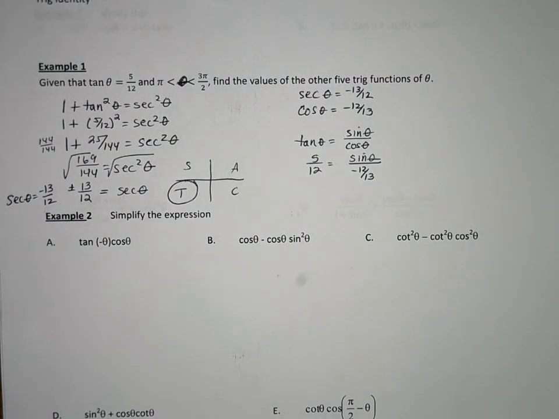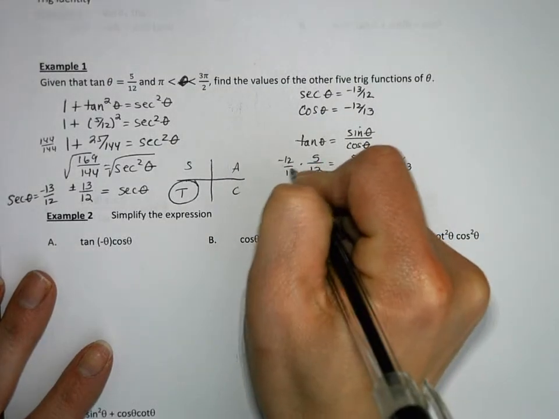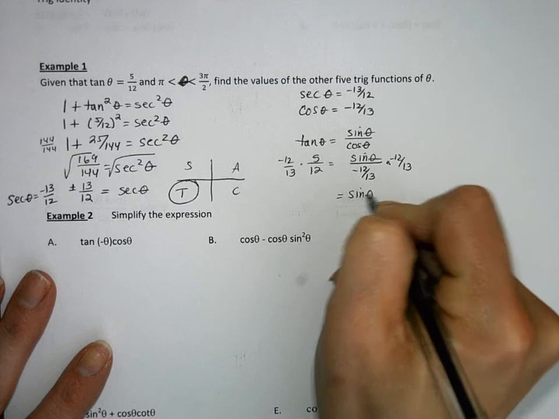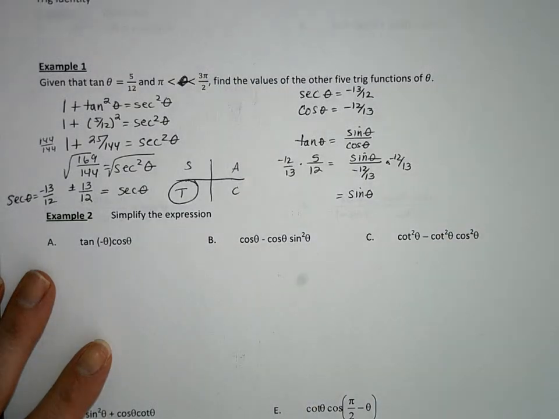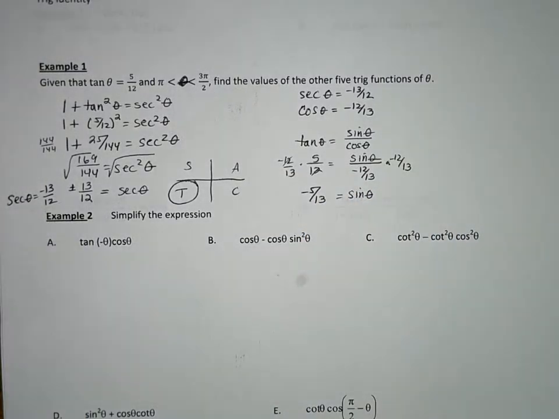What am I going to do to solve for sine? Do we have any suggestions on what I could do to solve for sine? I could cross multiply, or just a question. What's happening to my sine? It's being divided by negative 12/13. So what am I going to do to get sine by itself? Multiply both sides by negative 12/13. So the sine of theta is equal to, my 12s are going to cancel, negative 5/13. Okay, sine is negative 5/13.